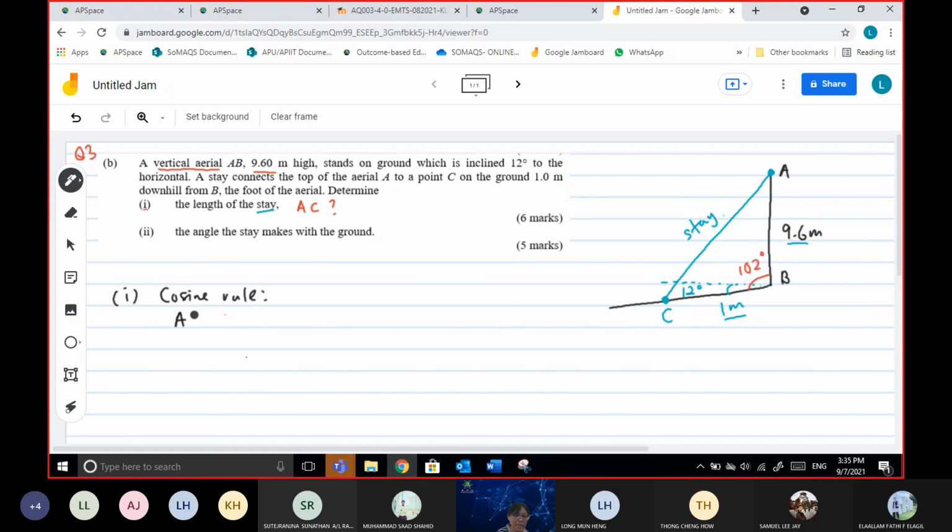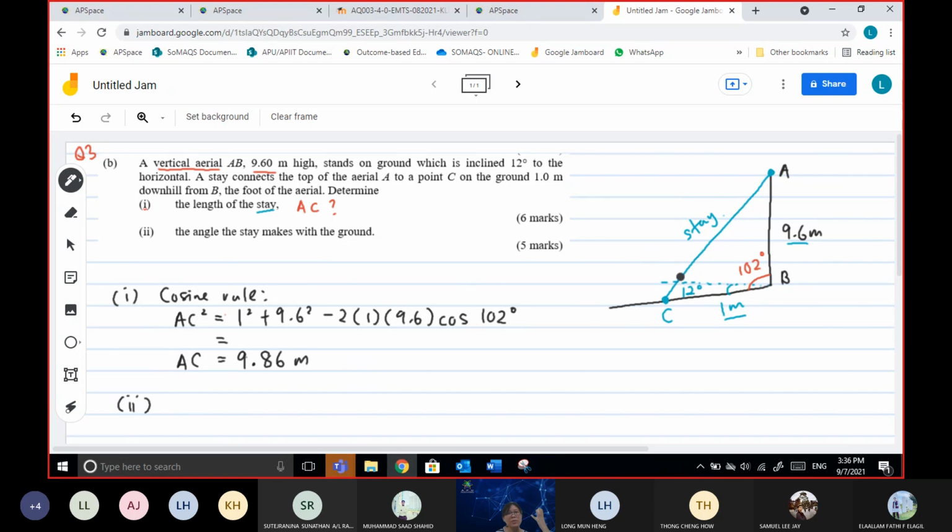So AC squared equals 1 squared plus 9.6 squared minus 2 times 1 times 9.6 multiplied by cos 102. Then you just find the value and you find AC. So AC is 9.86 meters. That's how we get the answer.